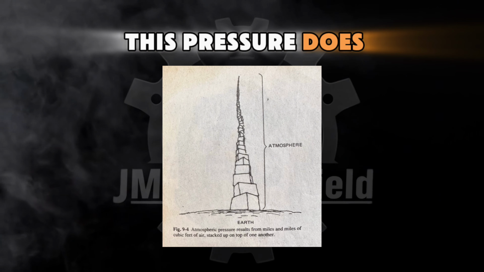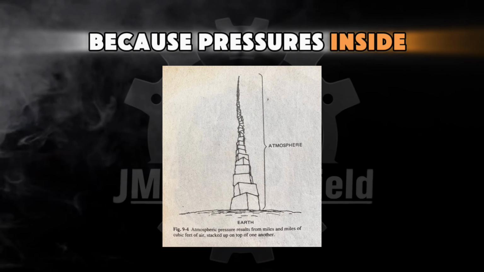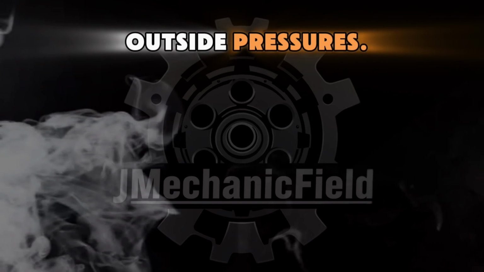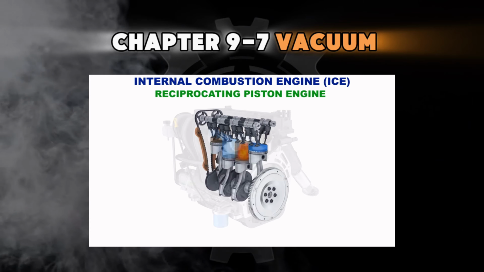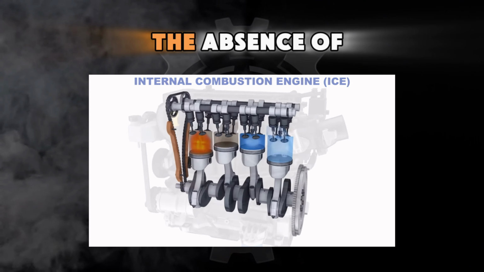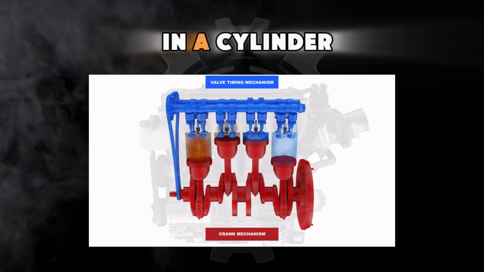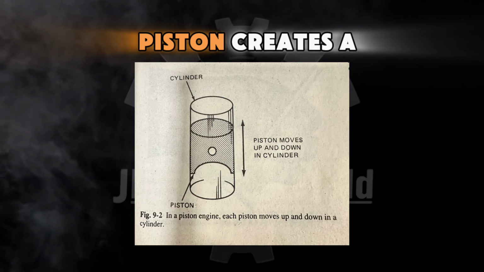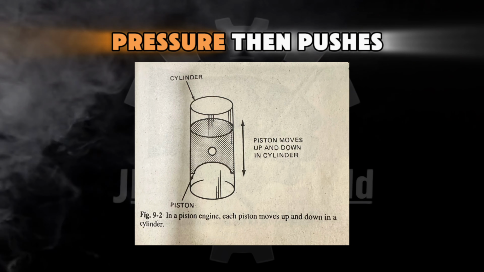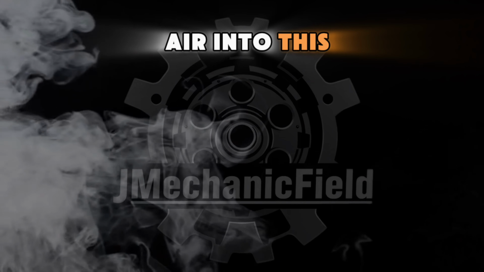This pressure does not crush you, because pressures inside you balance these outside pressures. Chapter 9-7. Vacuum. A vacuum is the absence of air. When a piston moves down in a cylinder, figure 9:2, the piston creates a partial vacuum. Atmospheric pressure then pushes air into this.